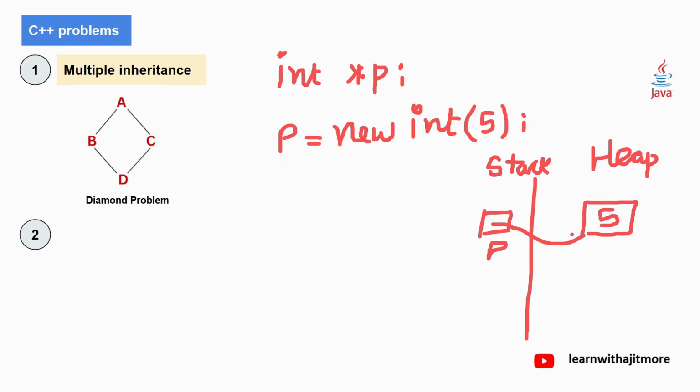Okay, so in P, what is stored? Address is stored. I hope it is clear. Why? Because P is a pointer. So in that only addresses can be stored. So you have allocated memory, right? And the address is stored in P.